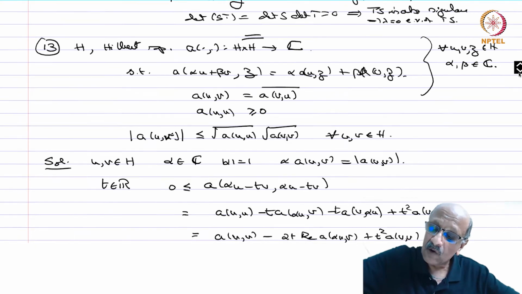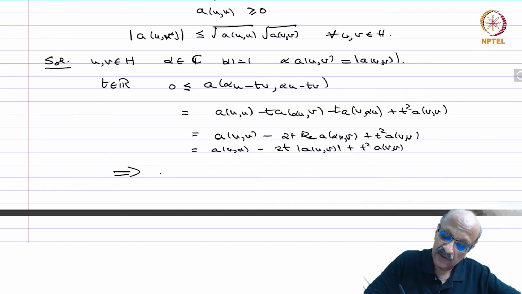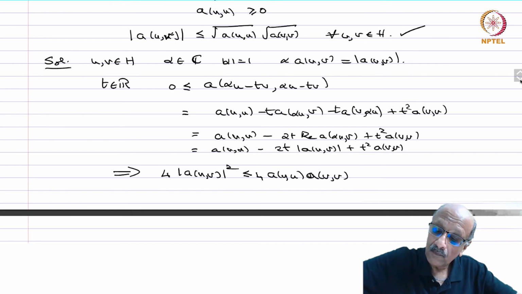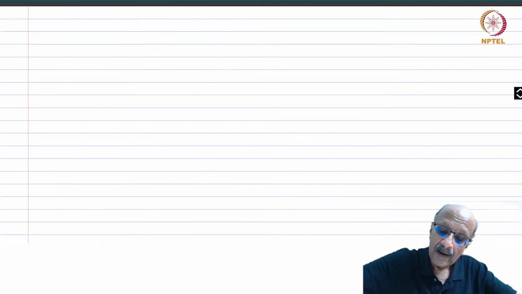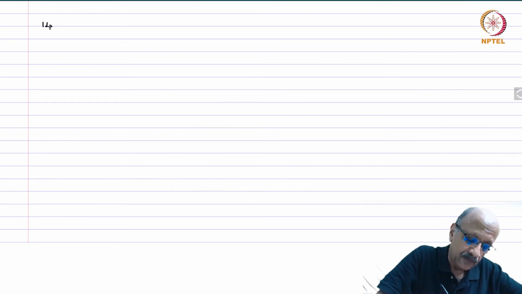And now you again have a quadratic form which never changes sign, that means the roots of the quadratic should be either coincident or imaginary, and therefore you have that b squared is less than or equal to 4ac, so 4 times |A(u,v)| squared is less than or equal to 4 times A(u,u) times A(v,v). And that's exactly this relationship here. So for the Cauchy-Schwarz inequality, you don't need the full power of the inner product.